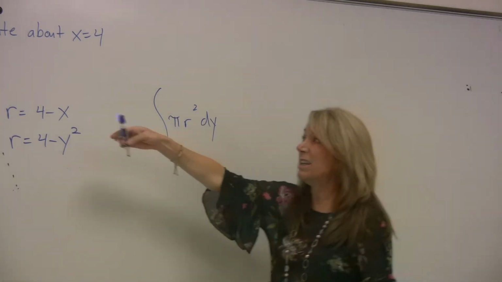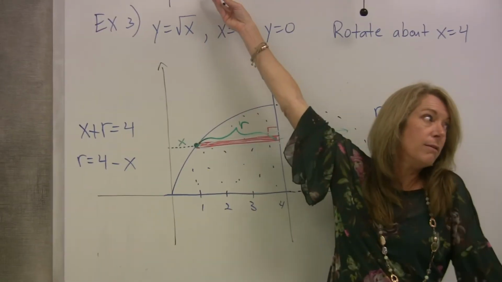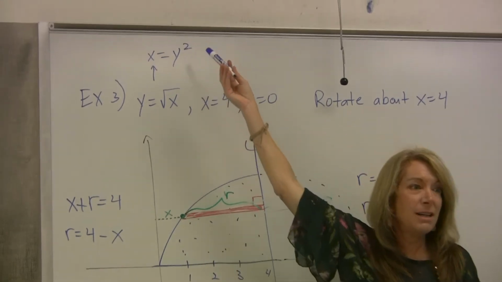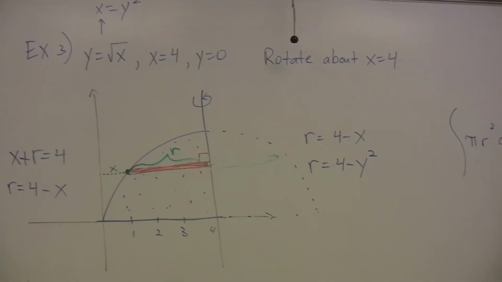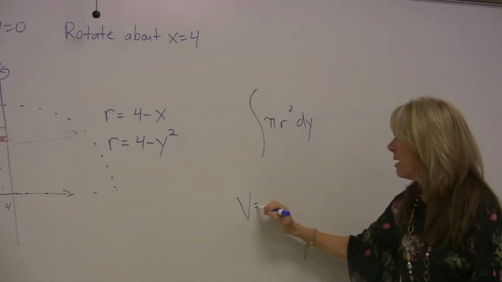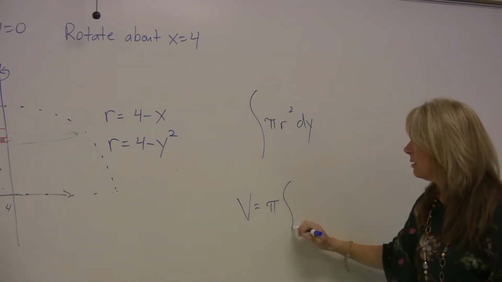If this problem had been given to us like this, we would have already had that x was y squared, and it would have been easier. It all depends on how it's given to you. So to set up the volume for this problem, I'm going to pull the pi out front.